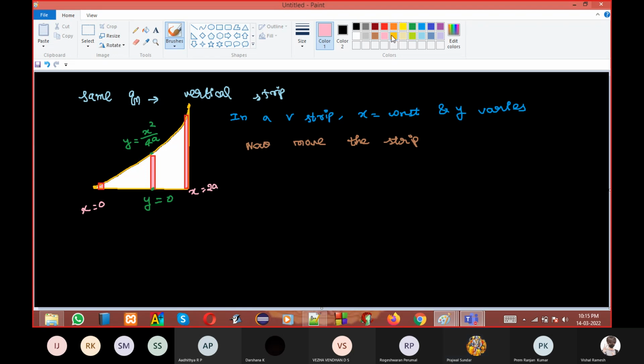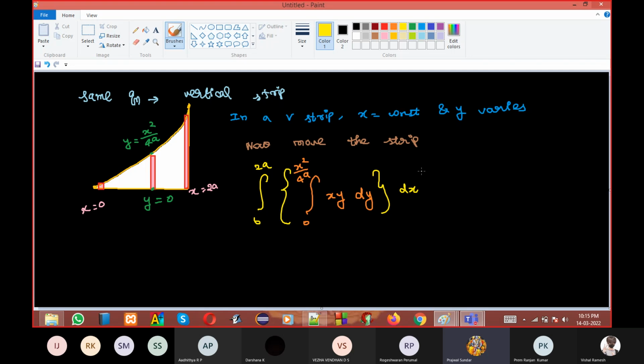That's it. So what you will do? Integral 0 to x squared by 4a, xy dy. Finally, integral 0 to 2a, dx. That's it. Over. This is how you will write the limits. Is it clear? Any doubt in this?